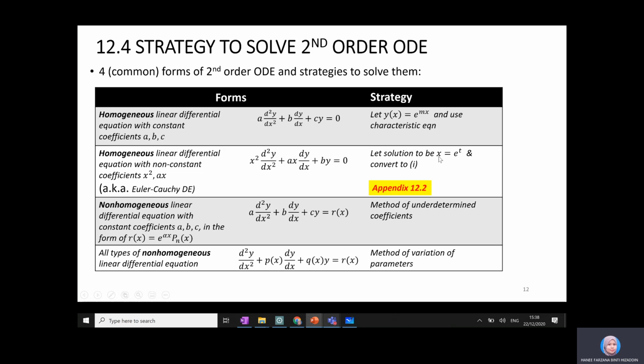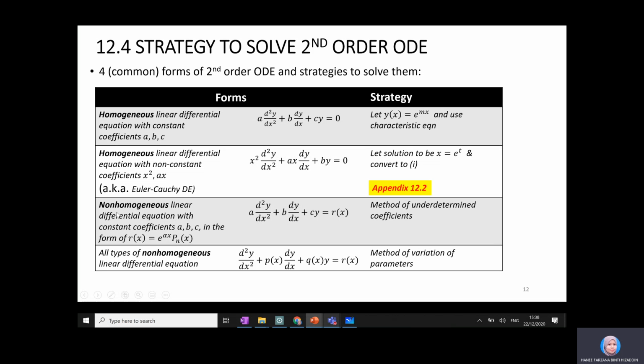So you're going to have to use x equals e to the t and convert it. Here we're not going to cover this in this lecture, but you can read it further using appendix 12.2, because once you convert it into this form, meaning you are making the coefficients constant already, you can follow the same steps as what you do in part 1 here.